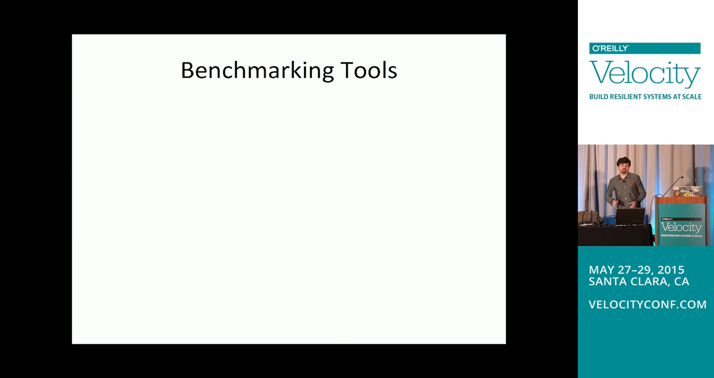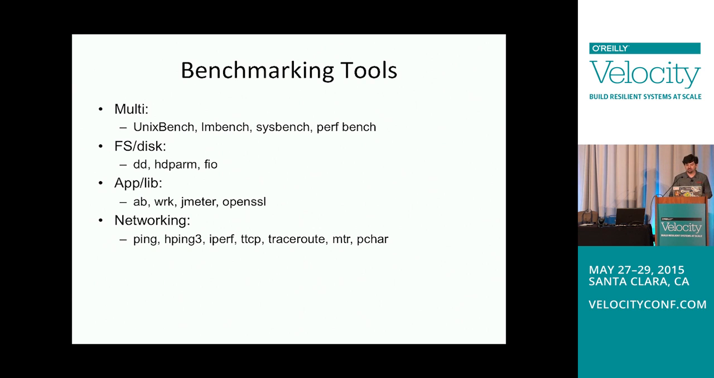That's observability tools. Observability tools are really important, but there are some other categories of tools I'm going to go through quickly. Benchmarking tools. So things like Unix Bench, LM Bench, SysBench, perf bench. Unix Bench is getting a bit old, but I included it here just so I can mention that. You want to be careful about what it's actually measuring.